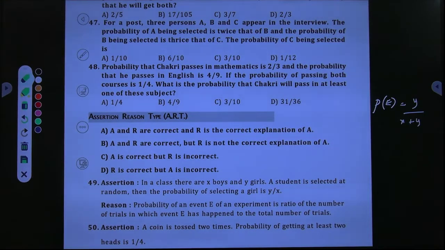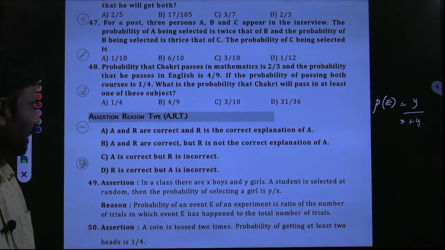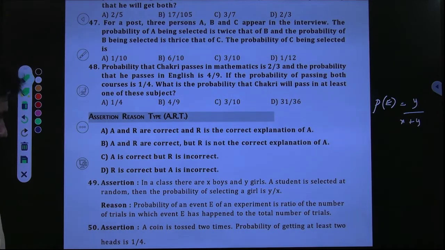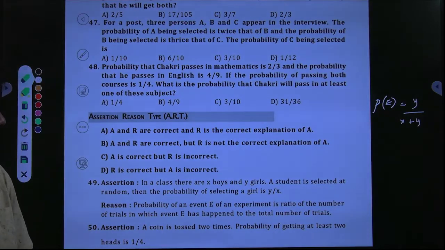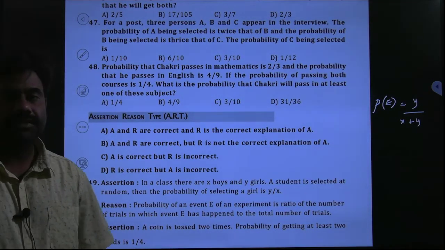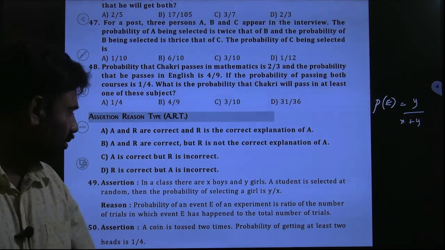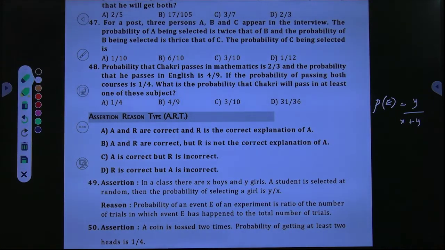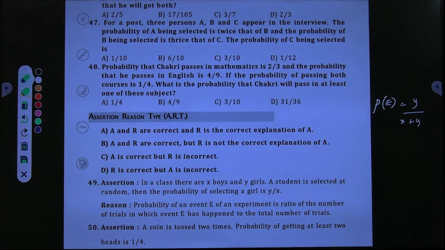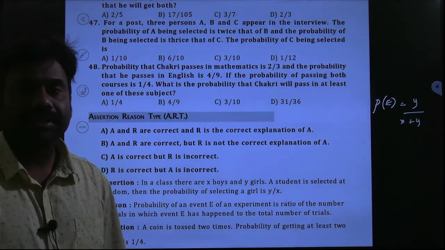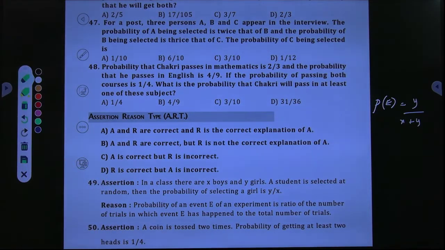Now come to reason. Probability of an event of an experiment is the ratio of the number of trials in which event E has happened to the total number of trials. Yes, this is correct. So reason is correct but assertion is wrong. Then which is the correct answer? Option D is the correct answer. Reason is correct but assertion is incorrect. So option D is the answer. Okay students, next question.